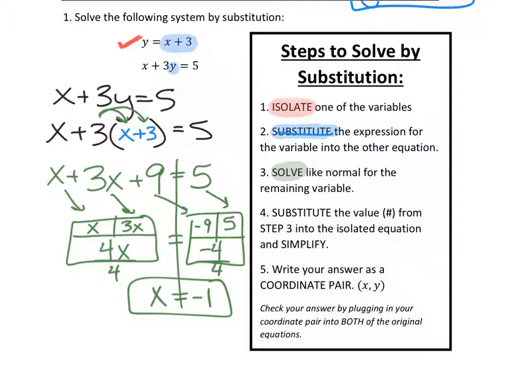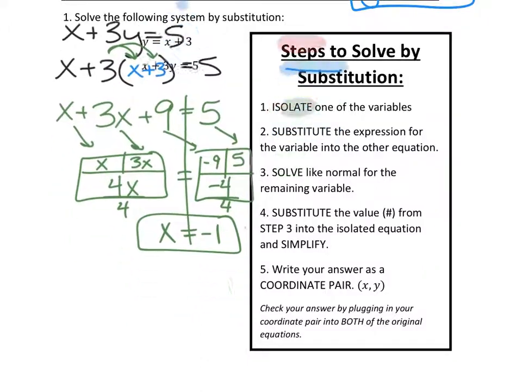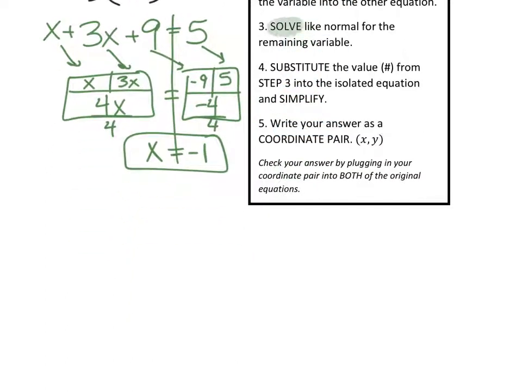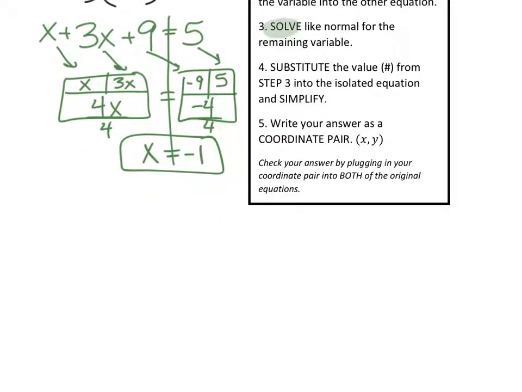Okay, so let's finish. We're on step 4. Step 4 is halfway. Okay. We're going to substitute the value or number from step 3 into one of the equations and simplify. Doesn't matter which one you choose. Out of habit, I always pick the top equation to substitute it in for.